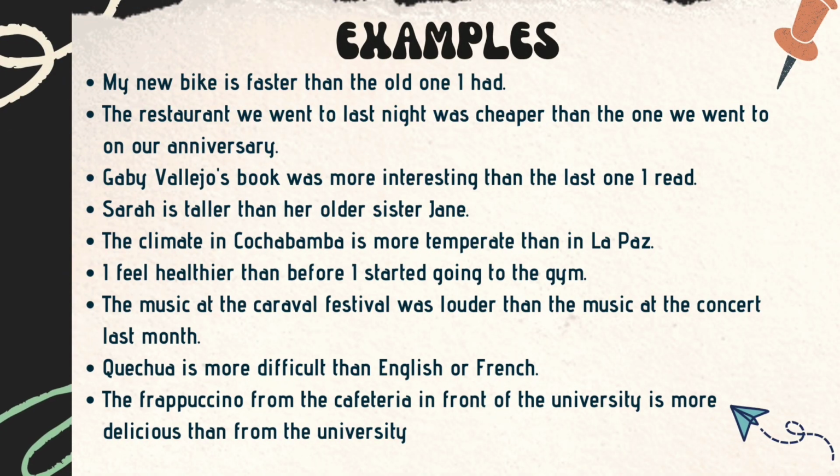Examples of the comparatives. My new bike is faster than the old one I had. The restaurant we went to last night was cheaper than the one we went to on our anniversary. Gaby Vallejo's book was more interesting than the last one I read. Sarah is taller than her older sister Jane.